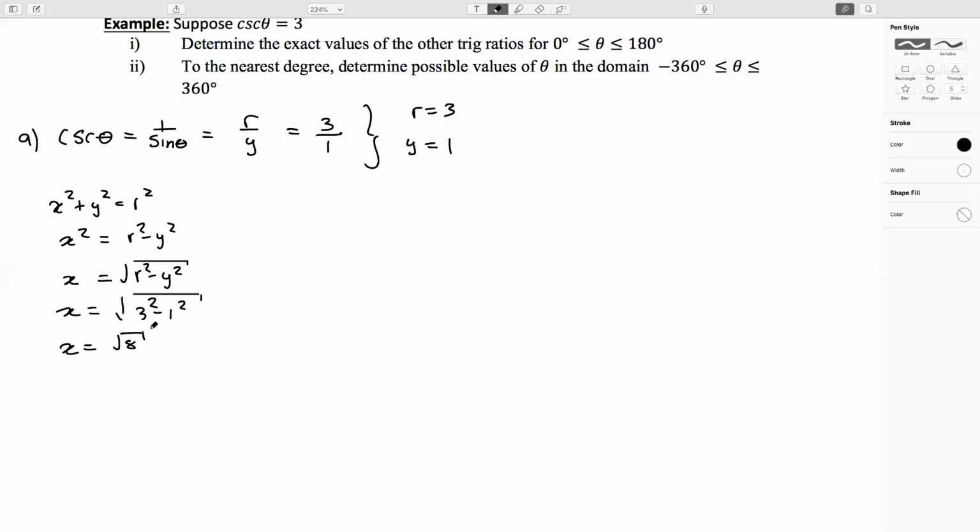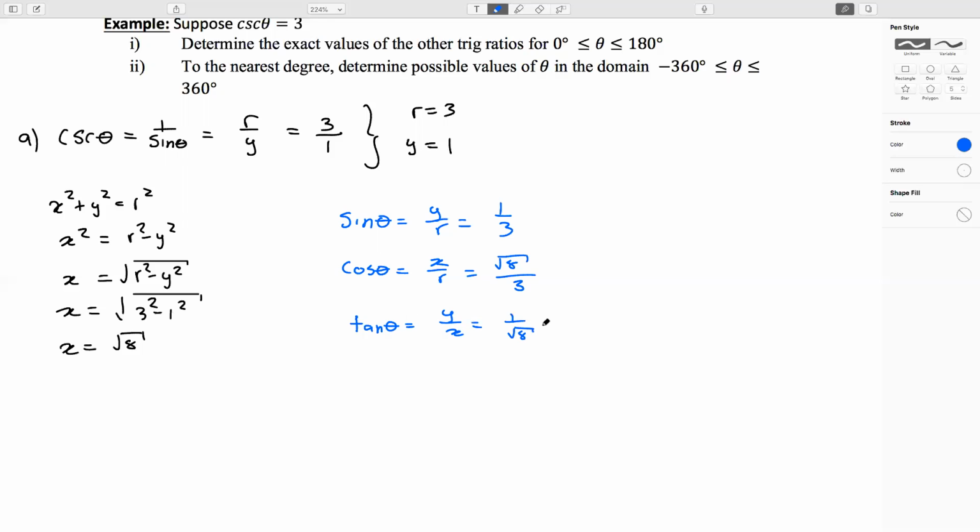Okay, now we can build our 6 trig ratios. So we've got sine, cos, and tan. Sine theta is y over r, which is 1 over 3. Cos theta is x over r, which is root 8 over 3. And tan theta is y over x, which is 1 over root 8.